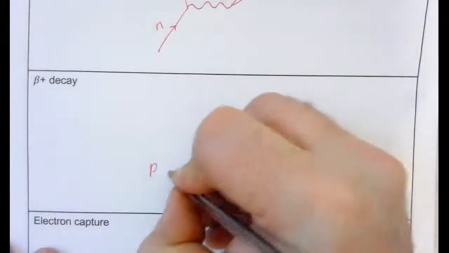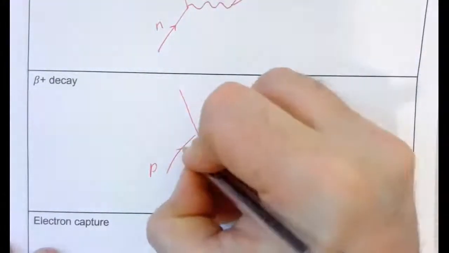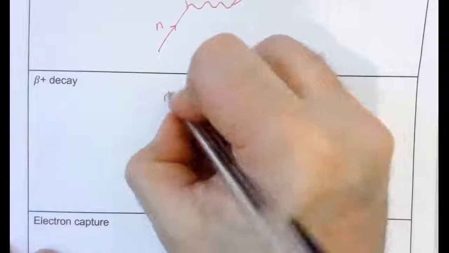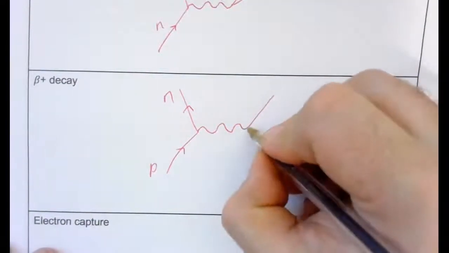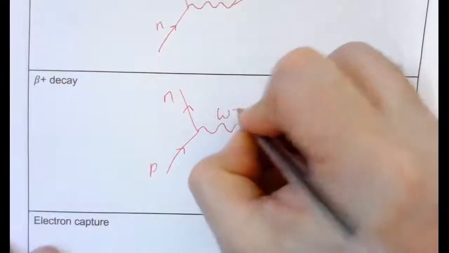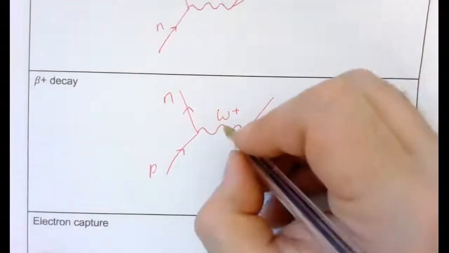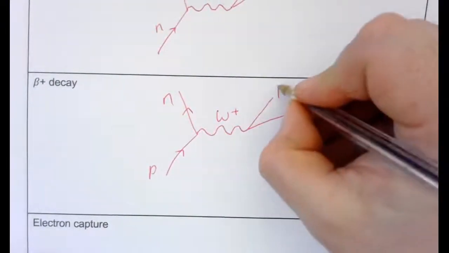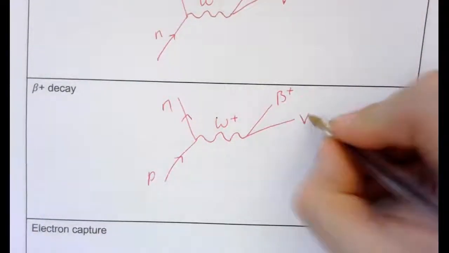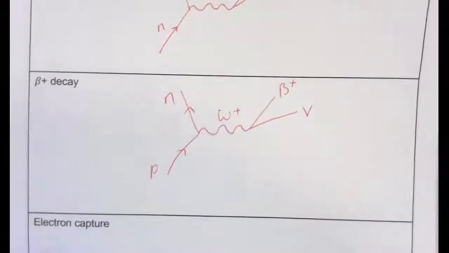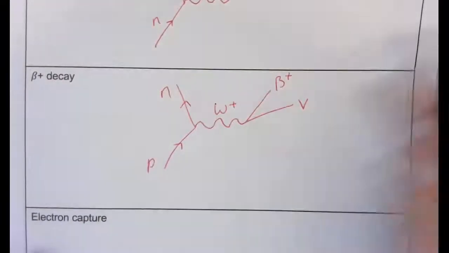We'll have a look at the opposite this time, so beta plus decay, starting off with a proton. That changes into a neutron. That positive charge is being carried away by the W plus boson, which decays into our beta plus, our positron, and this time it's just a normal neutrino, not an antineutrino.